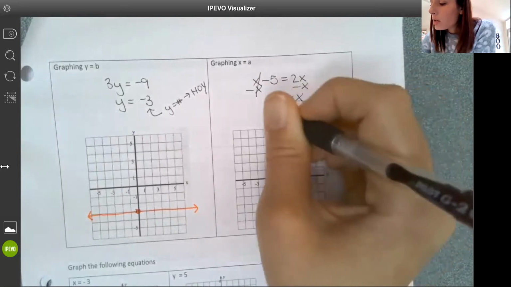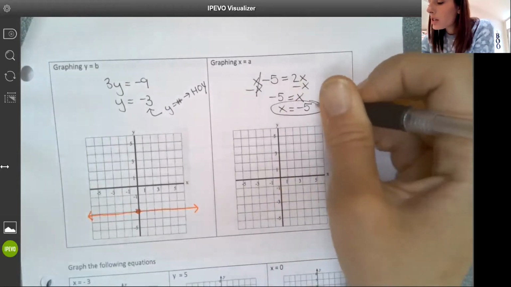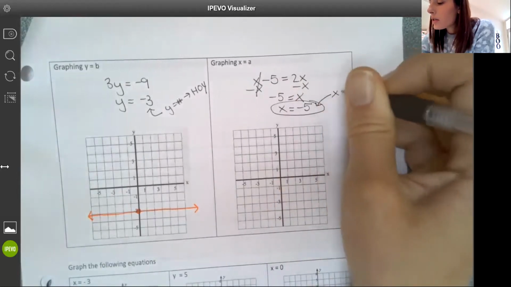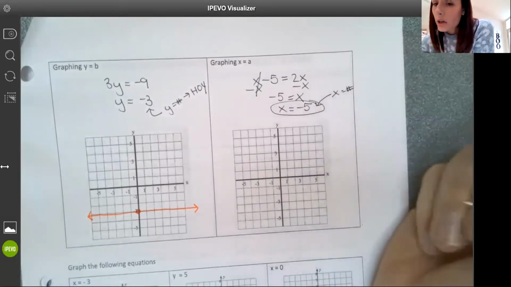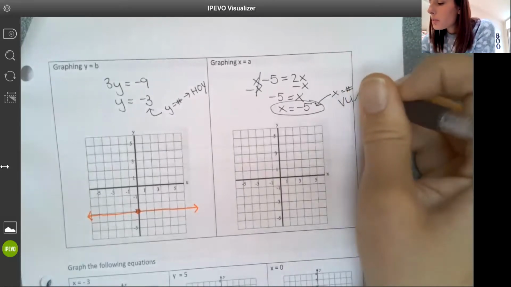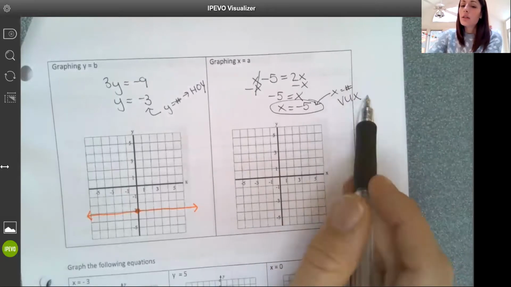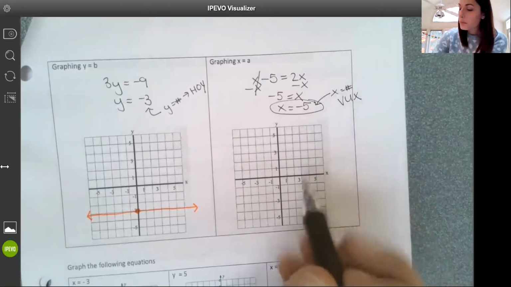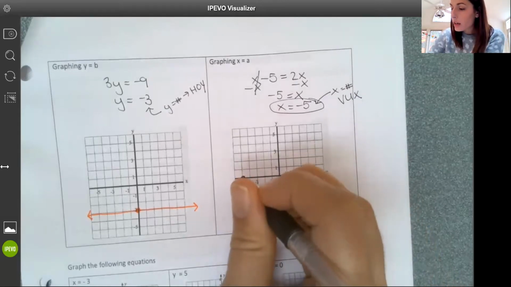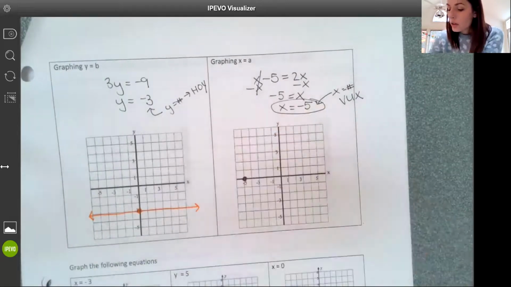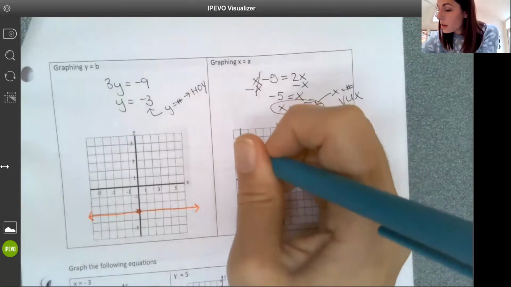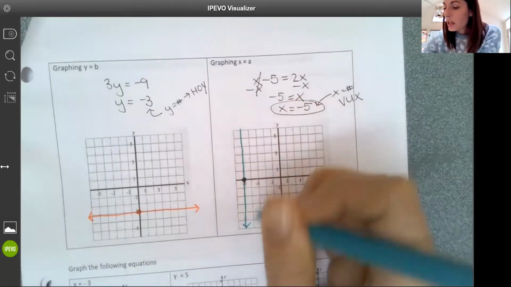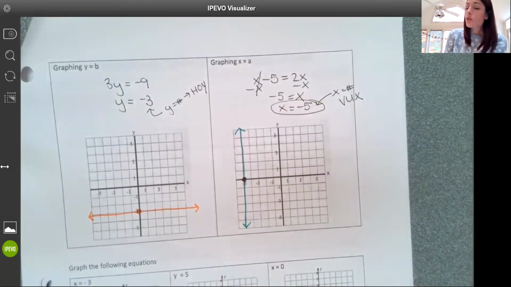And I go, okay, this is one of those special equations. This is just x equals a number. There's no y involved here. I know that that special equation is a VUX, meaning it's a vertical line with undefined slope where x equals that number. X equals -5, vertical line where x equals -5, and there's my graph. So the graphing should take you all of like a second.